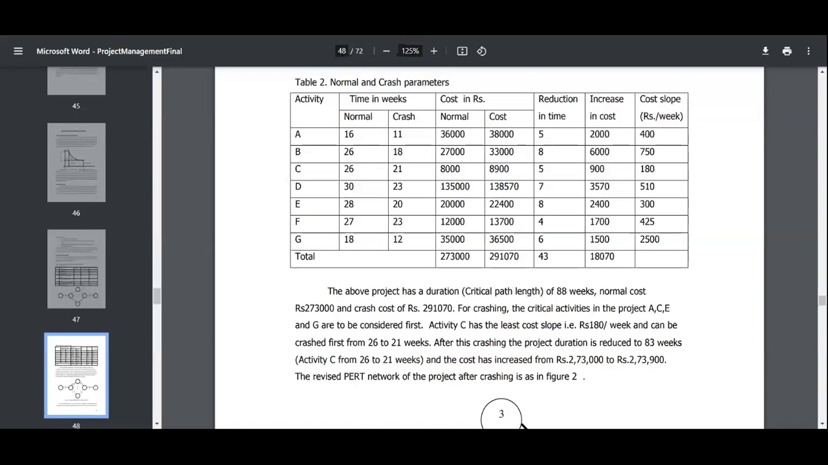So here, cost in rupees, right? What is the cost in rupees required? For A, B, C, whatever they submitted as their budget, on that basis they completed. The normal cost for A was to be 36,000, but it came to 38,000. So there is a reduction in time of 5 days.